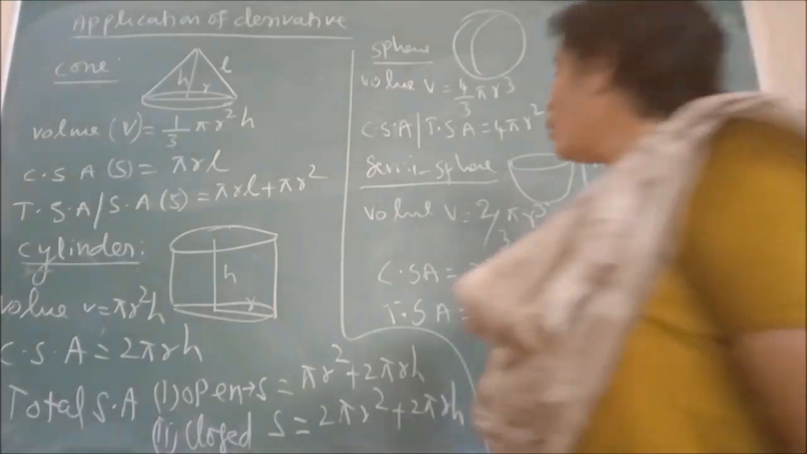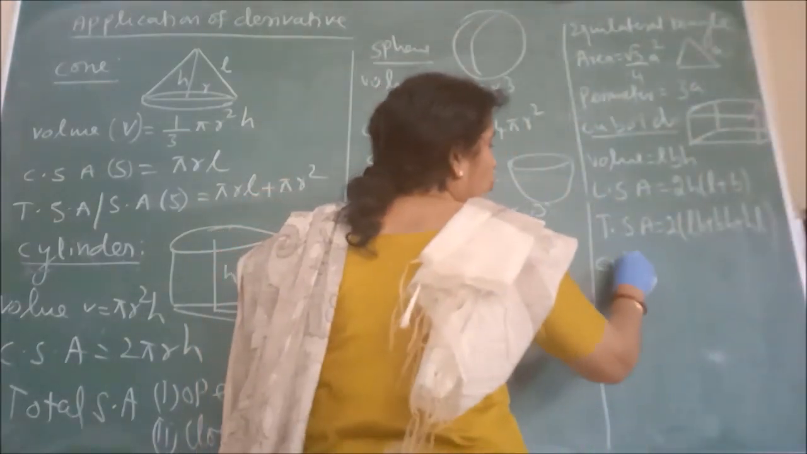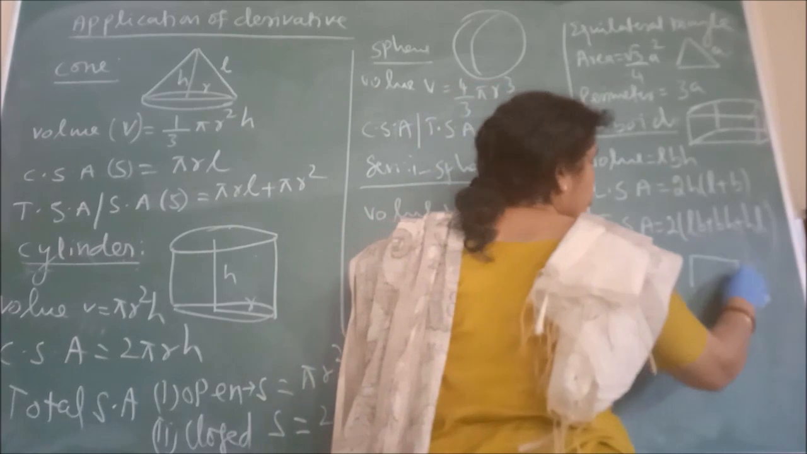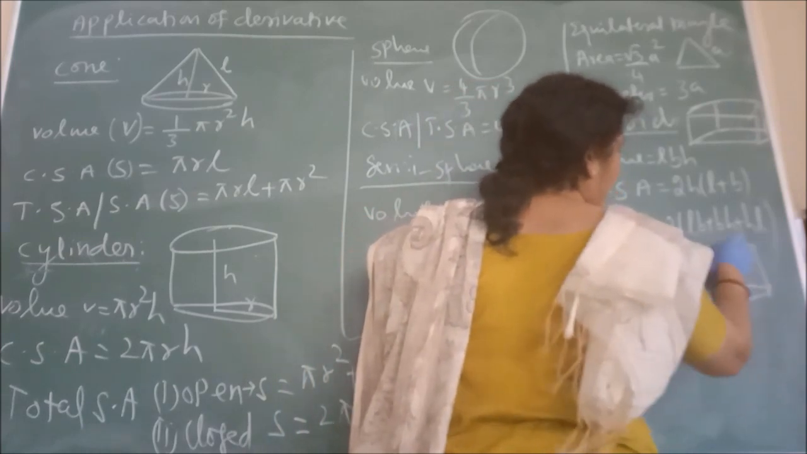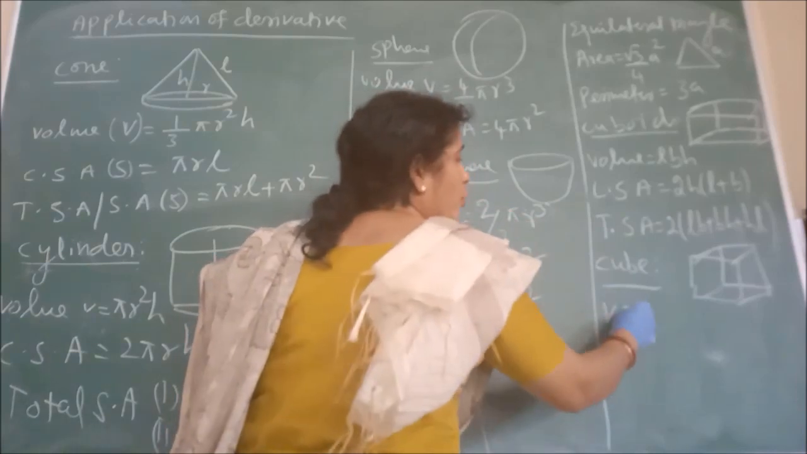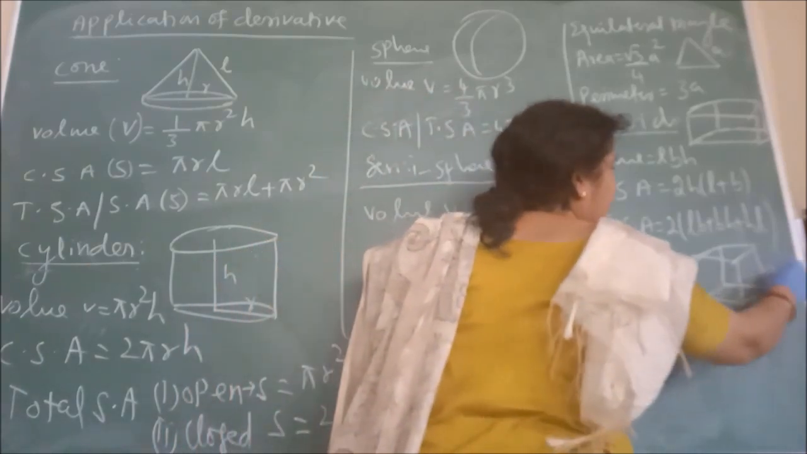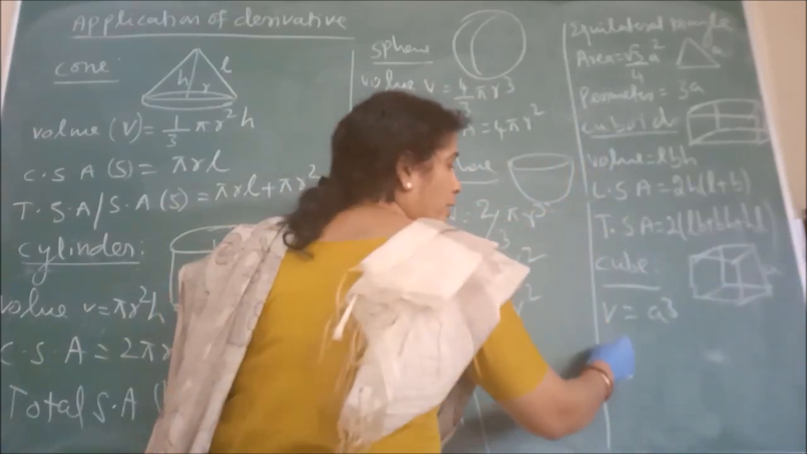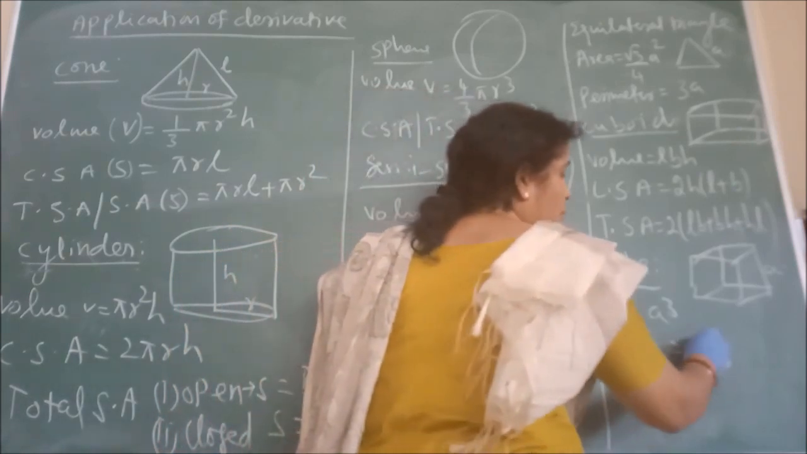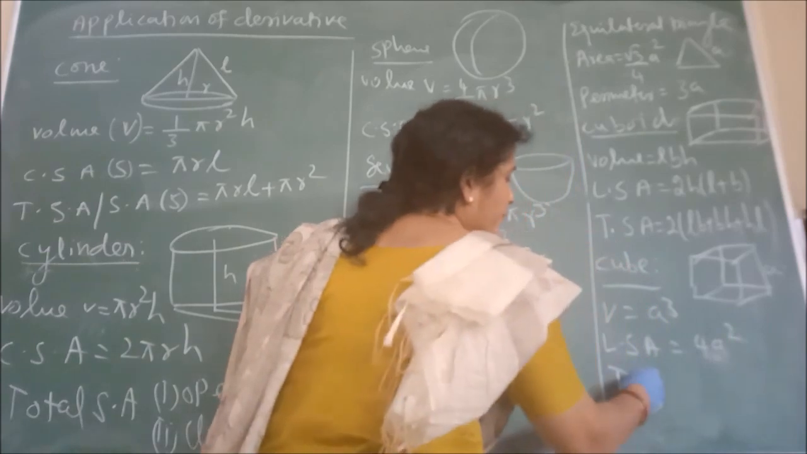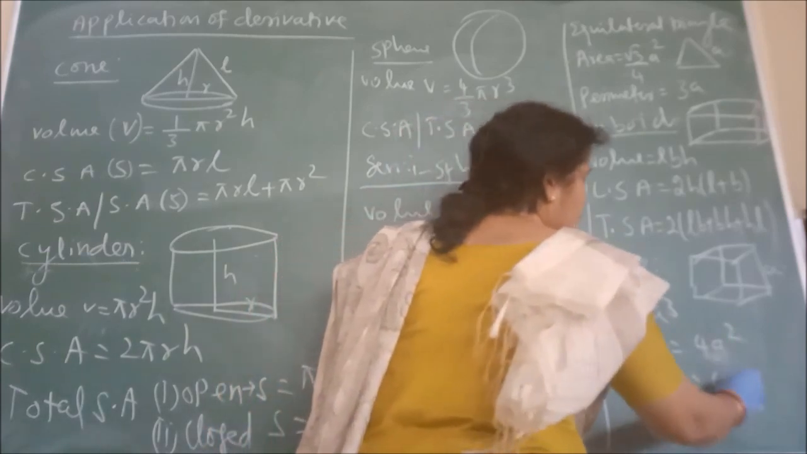Now next I am taking a cube. A cube is square shaped, like this. The volume of a cube, taking the side as A, is A cube. The lateral surface area, LSA, is 4A square. The total surface area is 6A square.